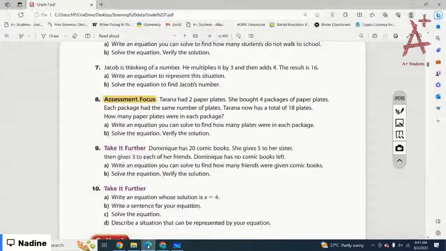Okay, Dominic has 20 comic books. She gives 5 to her sister, then gives 3 to each of her friends. Dominic had no comic books left. Write an equation and solve. Okay, so 20 comic books. She gives 5 to her sister and gives 3 to each of her friends.